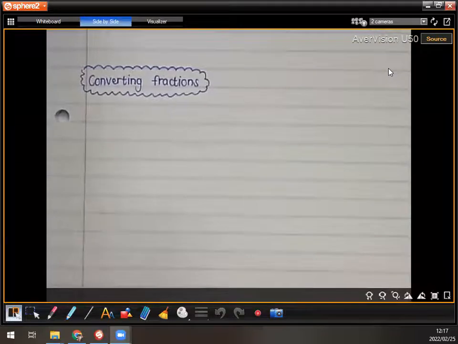Okay, now guys, we are not even going to write a note on converting improper fractions to mixed numbers because, like I said, you don't actually have to do that. All right, we are going to focus on when you get given a mixed number and you have to convert that to an improper fraction.